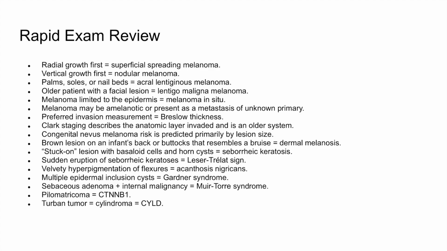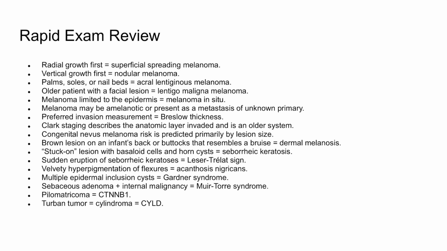So here are the major associations to keep straight. So superficial spreading melanoma grows radially before invading vertically, whereas nodular melanoma enters vertical growth early. Acral lentiginous melanoma involves the palms, soles, or nail beds, while lentigo maligna melanoma classically occurs on the chronically sun-damaged face of an older patient. Melanoma confined to the epidermis is melanoma in situ, and Breslow thickness is the preferred measure of invasion.